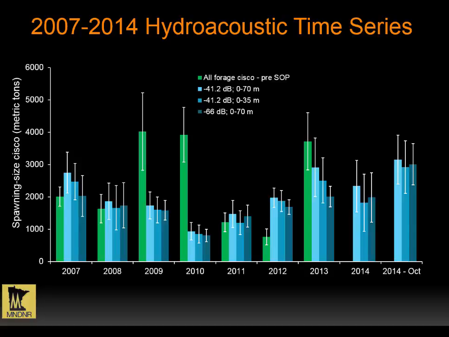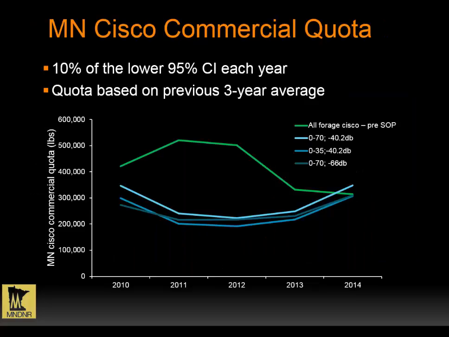In general, we see good correspondence between the 3 SOP methods. You can see that the pre-SOP is a little bit of an outlier. I should also mention that in 2014, we collected 2 data points. We went out and did a summer survey that had been done previously, and then we also went out in October and collected some data, and in general the October estimates were a little bit higher. So what does this mean in terms of setting a commercial quota?